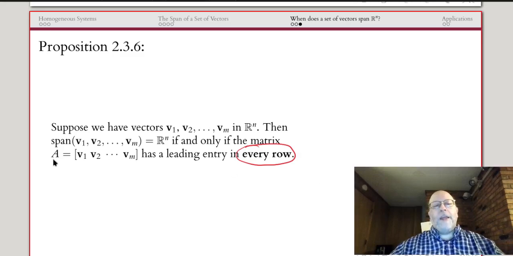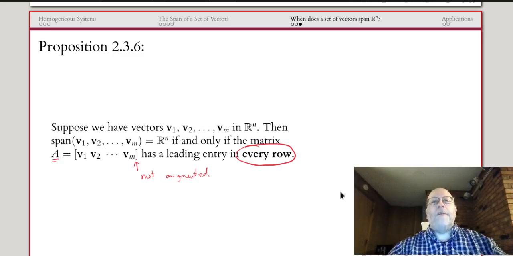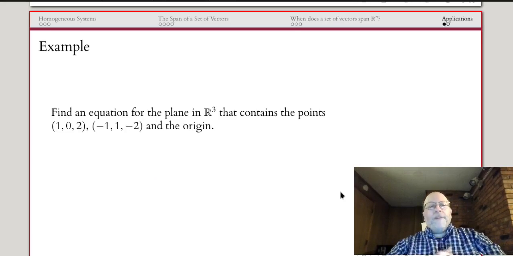So if the original matrix A, and not the augmented part, has a leading entry in every row. And so now we have a test to know when a set of vectors spans Rn. So let's try a couple of examples.